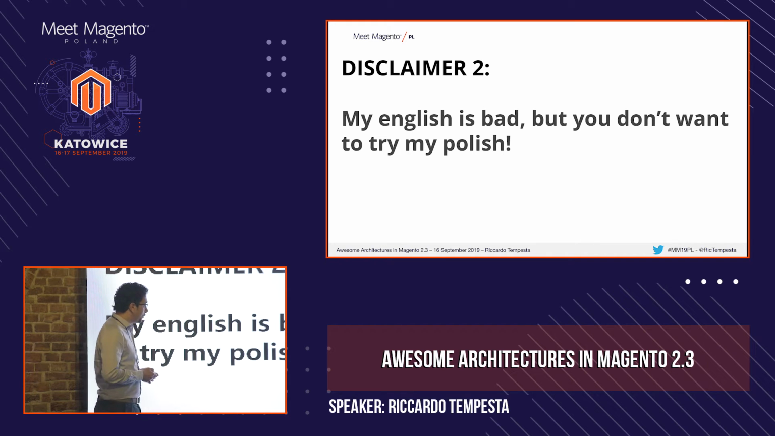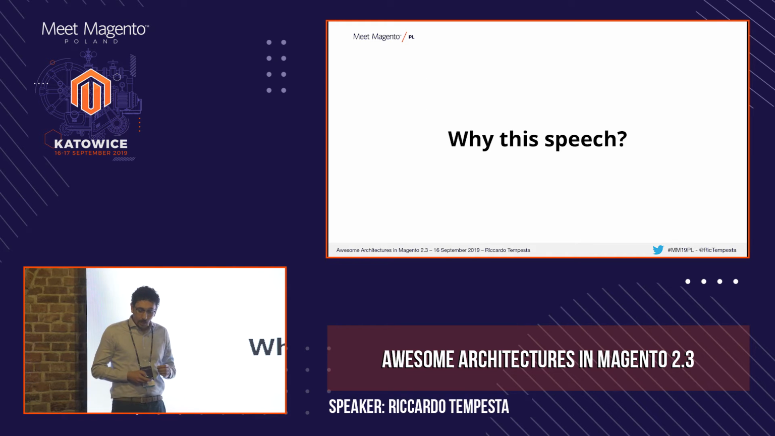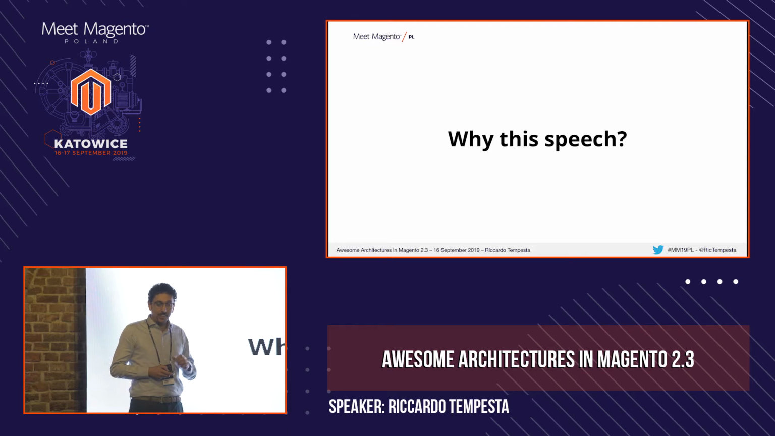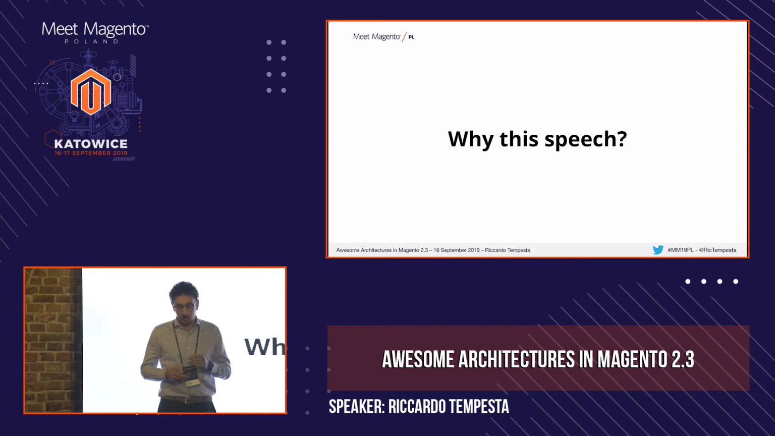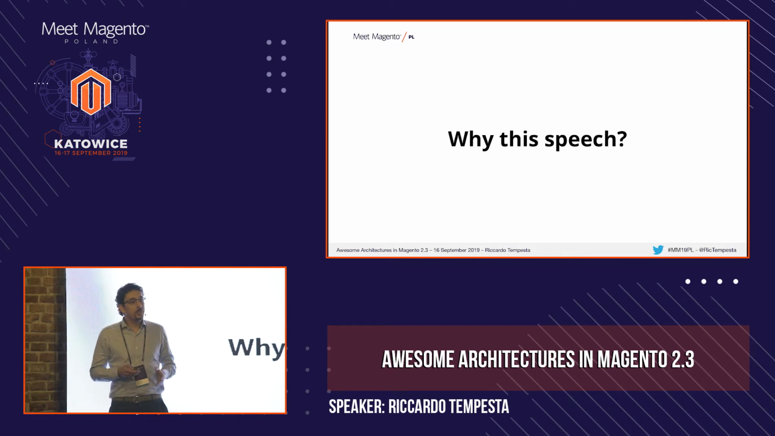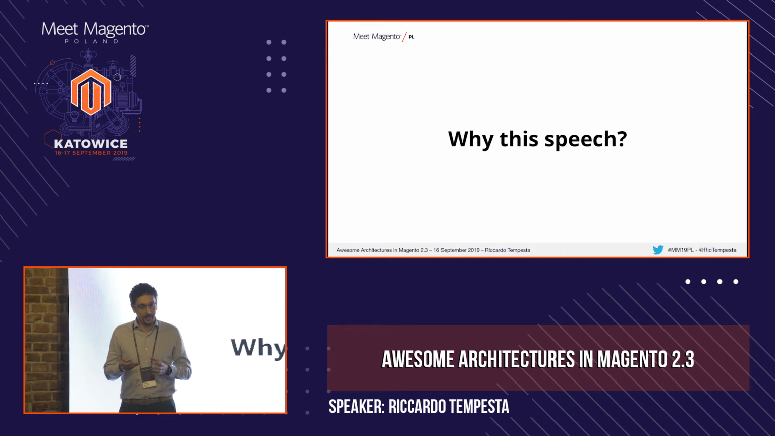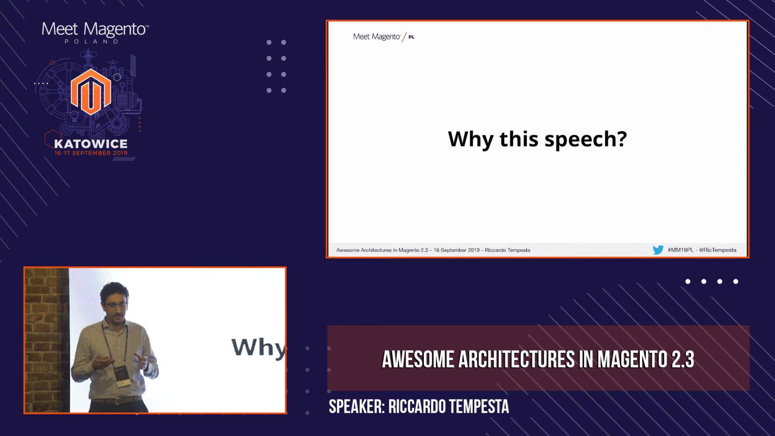So, why this speech? Actually, this is a rookie track. So, why software architecture? I think that facing Magento for the first time, especially Magento 2, can be a little bit confusing. It can be quite stressful and frustrating. Yeah, right? Do you think so? A little bit, yeah, just a little bit.